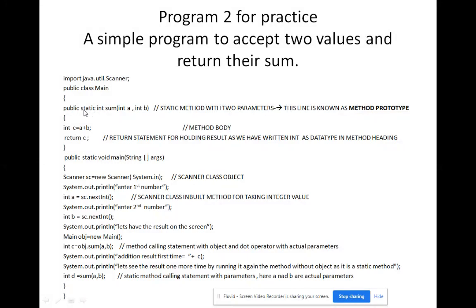Then we defined a static method. Look carefully. You people are in 10th standard. You know that methods are of two types, static and non-static. If we write static here, that means whenever we call this method, we need not call it with the object, as it is a class method.